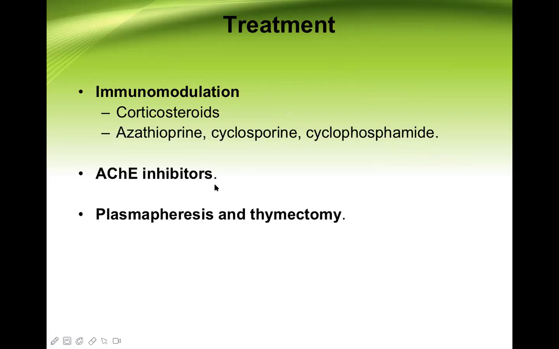Another important modality of treatment is acetylcholinesterase inhibitors: pyridostigmine, physostigmine, neostigmine, and hydrophonium. These are good examples. But in clinical practice, pyridostigmine and neostigmine are very commonly used. Physostigmine can cross the blood-brain barrier very easily, so it is mainly used in the treatment of overdose of atropine.